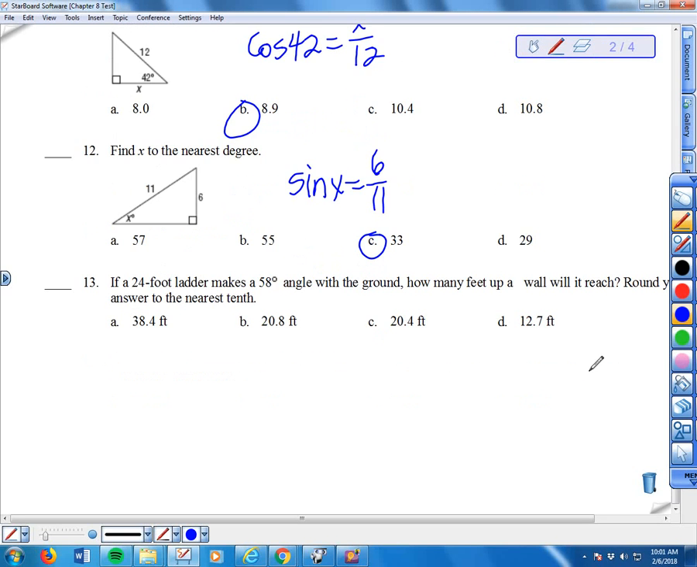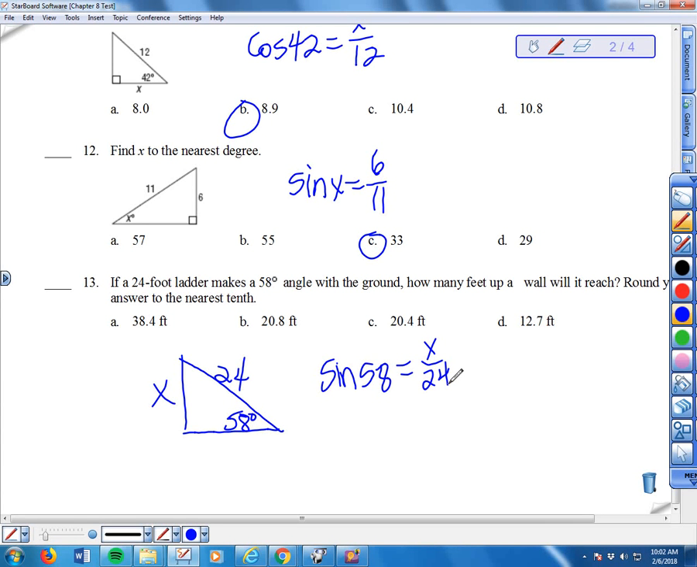If a 24-foot ladder makes a 58-degree angle with the ground, so this is the ladder here, and it's 24 feet. This is 58 degrees. How many feet up the wall will the ladder reach? So I'm trying to find that. Well, that's sine. (24) sine 58.